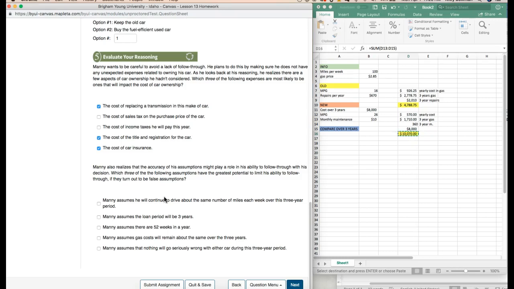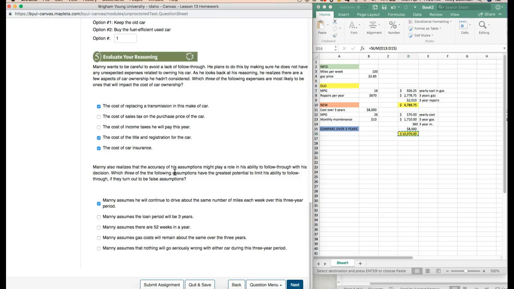The next one, Manny also realizes that the accuracy of his assumptions might play a role in his ability to follow through with his decision. Which three of the following assumptions have the greatest potential to limit his ability to follow through if they turn out to be false assumptions? Ooh, false assumptions. So which ones have the biggest one? Manny assumes he will continue to drive the same number of miles each week over this 3-year period. This is one of the very big variables over here. It was 100 miles per week, and that's what we went through to find the cost for gas. So that one definitely affects things. So I'm going to select that.